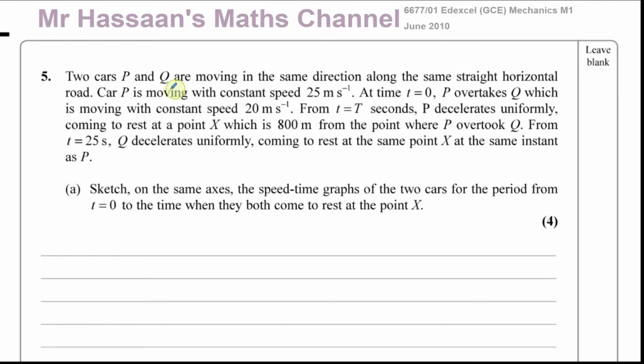Two cars P and Q are moving in the same direction along the same straight horizontal road. Car P is moving with a constant speed of 25 meters per second. At time t equals 0, P overtakes Q, which is moving with constant speed 20 meters per second. From time t seconds, P decelerates uniformly, coming to rest at a point X, which is 800 meters from the point where P overtook Q. From time equals 25 seconds, Q decelerates uniformly, coming to rest at the same point X at the same instant as P. Sketch on the same axes the speed-time graph for the two cars for the period from t equals 0 to the time where they both come to rest at the point X.